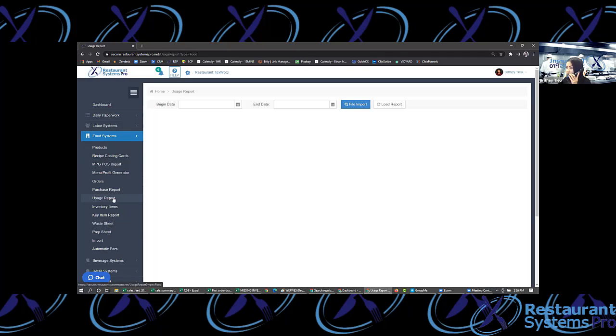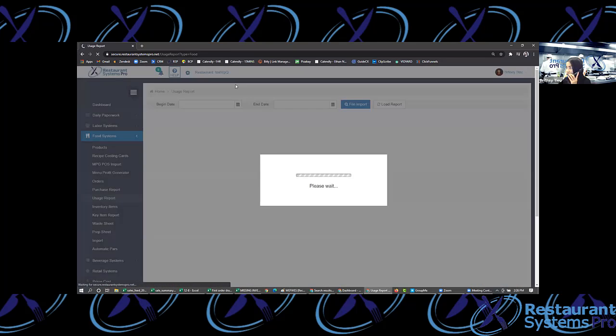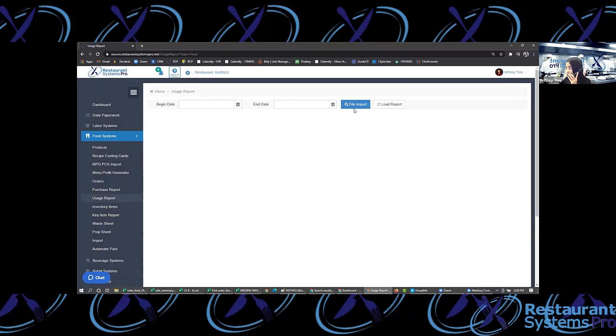So under food systems, I went to usage report. For today, I'm not going to show you this file import because that's how I import my PMix report from my POS system. Today, I'm just going to select the beginning inventory of the 6th, and I'm going to select my ending inventory of the 13th and click on load report.